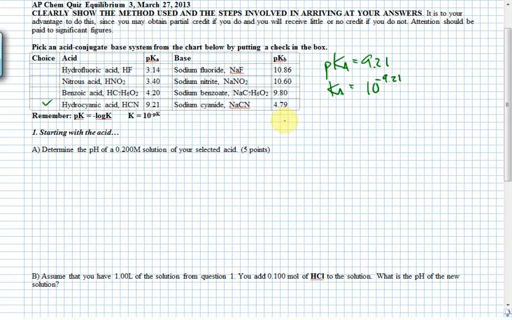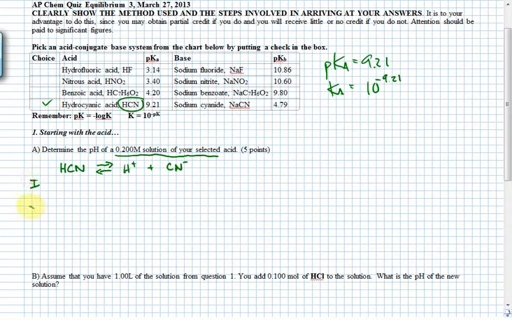Excellent. All right, so we start off. I've got a 0.2 molar solution of the acid. The acid is HCN. HCN is a weak acid, very weak acid. Look at that equilibrium constant, 10 to the minus 9.21, pretty small. HCN, however, does ionize slightly in water to produce H plus and cyanide ion. Again, to review, the HCN is the acid, the cyanide ion is the conjugate base.